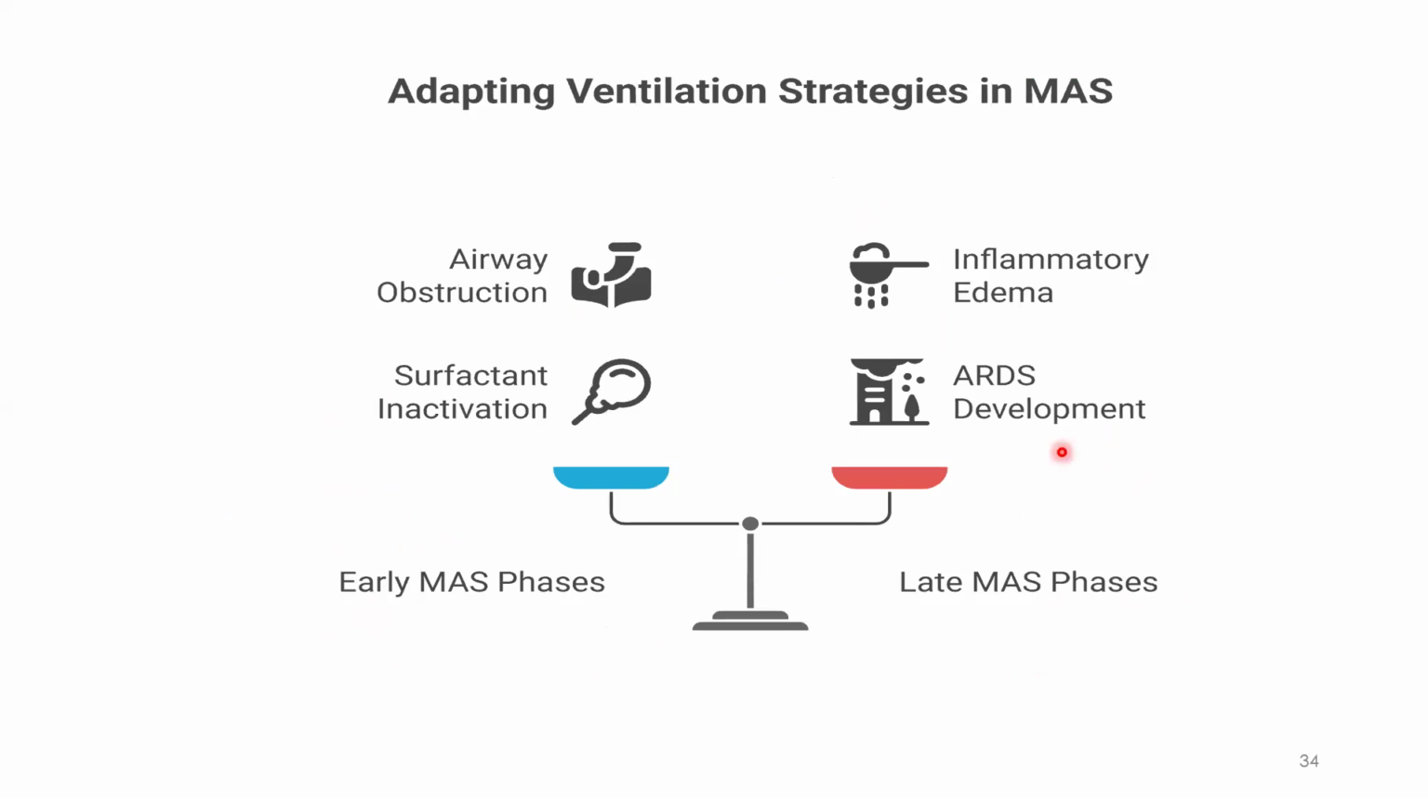An important thing is that whenever you ventilate a baby, keep one thing in mind. In the early phase of MAS, the pathology is expected to be surfactant dysfunction and airway obstruction. But later on, after 24 to 48 hours, the pattern will change. That is, the inflammatory pattern will be predominant, just like an RDS-like pattern.